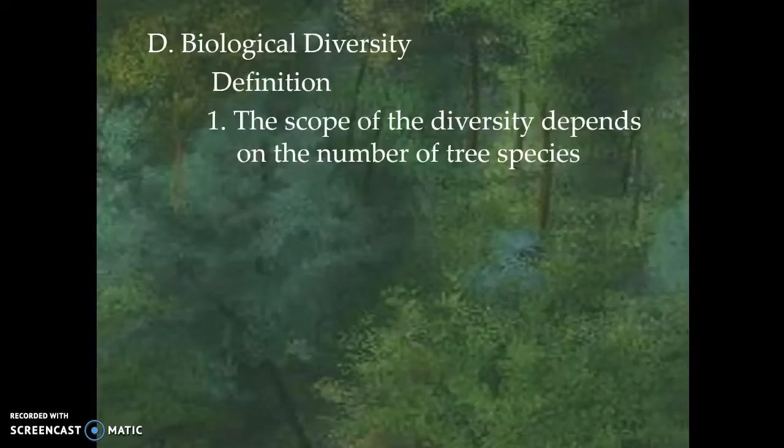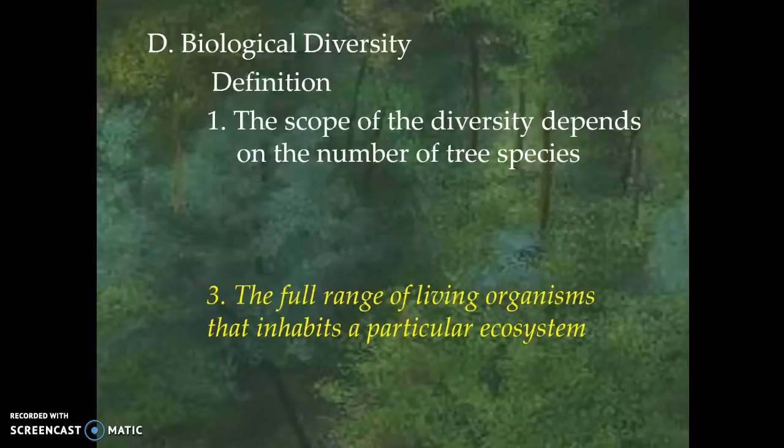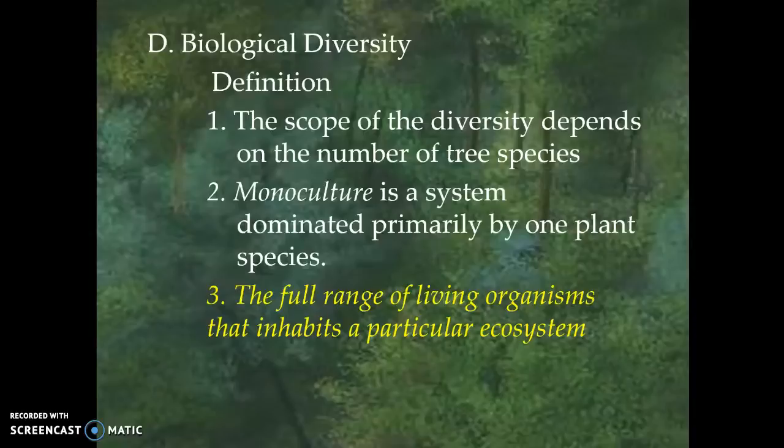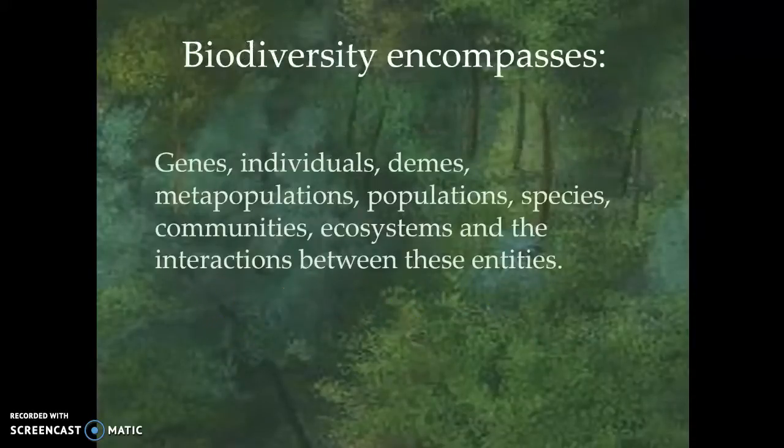So to finish this off, we want to talk a little bit about biological diversity. The scope of the diversity depends on the number of tree species, the full range of living organisms that inhabit a particular ecosystem, and we're trying to get away from a monoculture, which is a system dominated primarily by one plant species. So it encompasses the genes, the genetics, the individuals, the demes, metapopulations, populations, species, communities, ecosystems. So from the smallest scale to the largest scale, and the interactions between these entities.